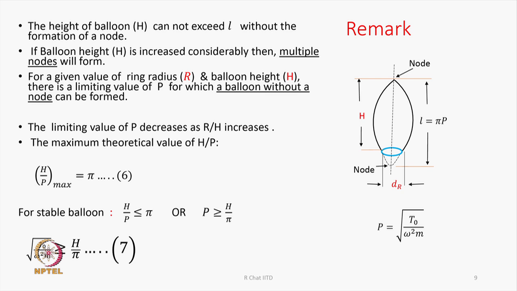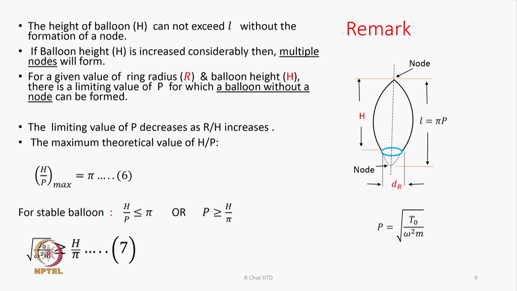So, for a given value of ring radius and balloon height, there is a limiting value of p for which a balloon without a node can be formed. This is what is most important. We will see to it. The limiting value of p decreases as r by h increases. What is r? R is the radius of the ring. R by h increasing means that the value of p will decrease as r by h, the ratio of ring radius to balloon height, increases.